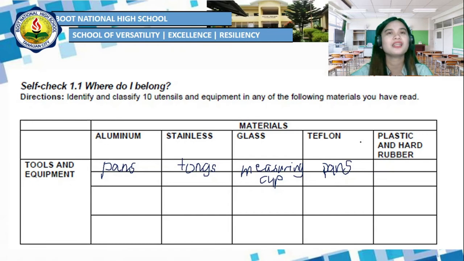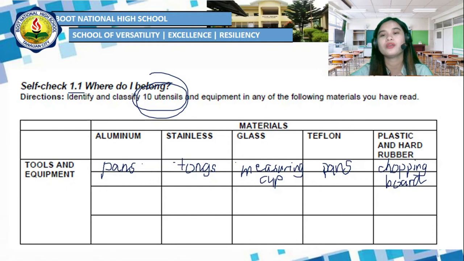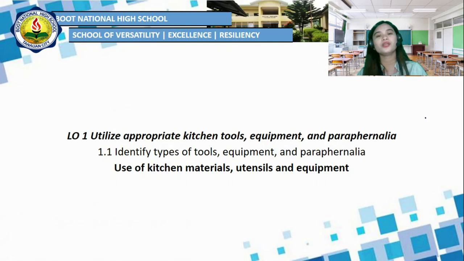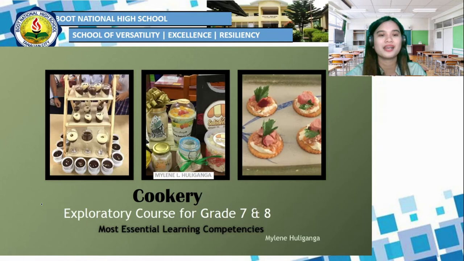Now, plastic and hard rubber. It can be chopping board. Right? Okay. So, again, when we answer the activity or the self-check 1.1, I need 10 utensils. I repeat, class, 10 utensils. Okay? So, pwedeng 1, 2, 3, 4, 5, another batch here. Okay? So, this is 1 point, 1 point, 1 point, 1 point, and 1 point. Okay. Now, class, let's go on with the use of kitchen materials, utensils, and equipment. Okay, now let's have here this one.